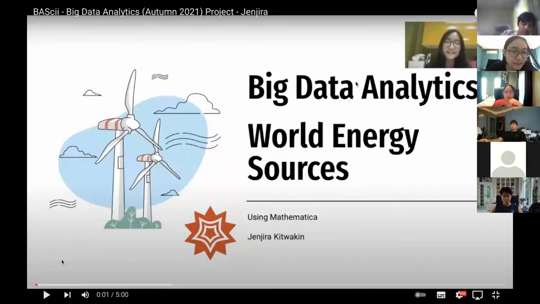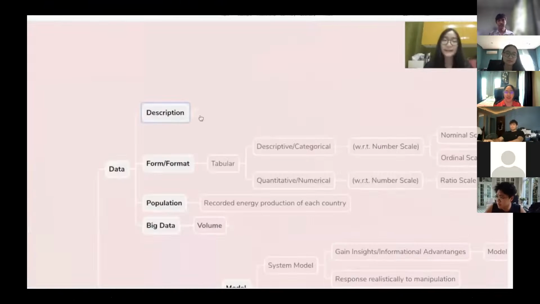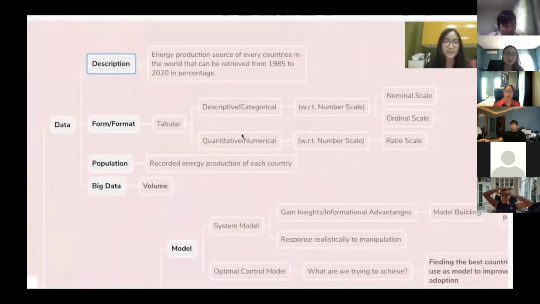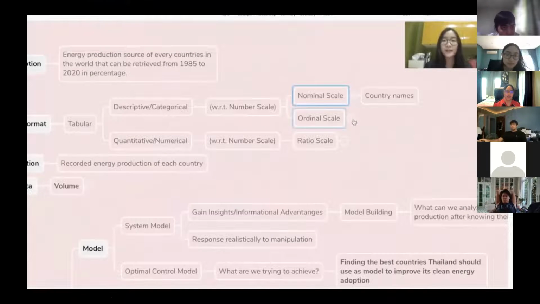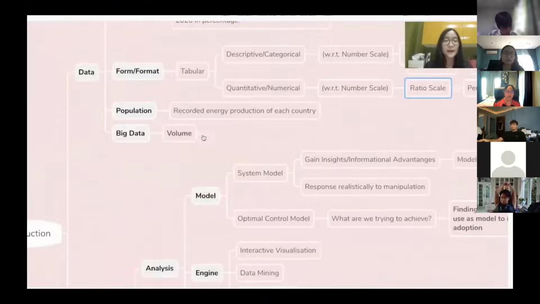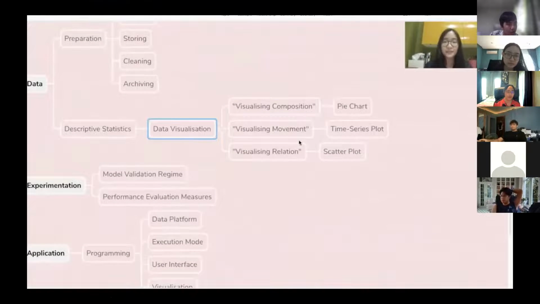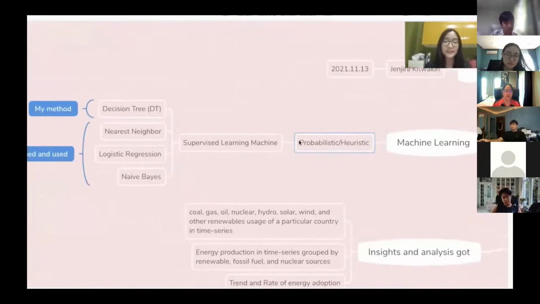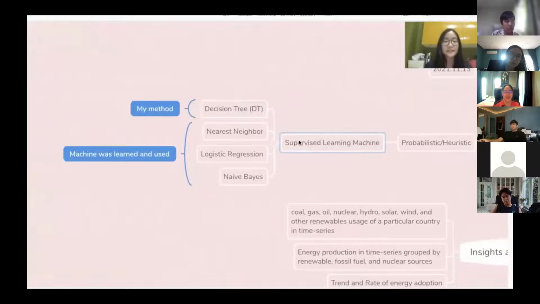Hello everyone. Can you hear it? Today, I will present my big data analytics project, World Energy Sources using Mathematica. My data description is the energy production source of every country in the world, which can be retrieved from 1985 to 2020 in percentage. My data includes nominal scale, ordinal scale, and ratio scale. My data has 6,191 rows. I visualized composition, movement, and also relation. The machine learning I used is supervised learning, which includes decision tree, nearest neighbor, logistic regression, and naive Bayes.